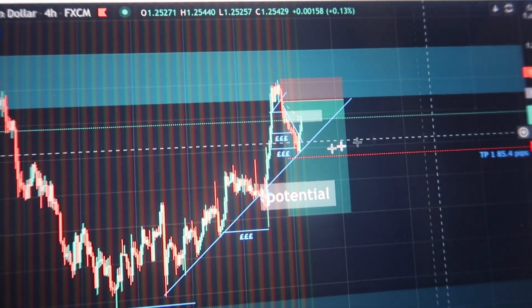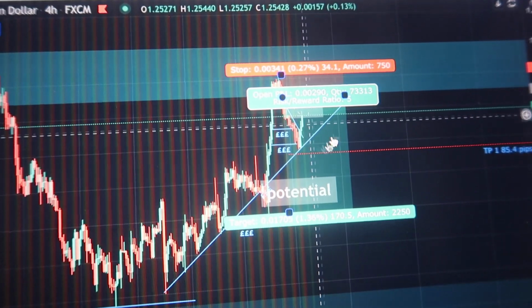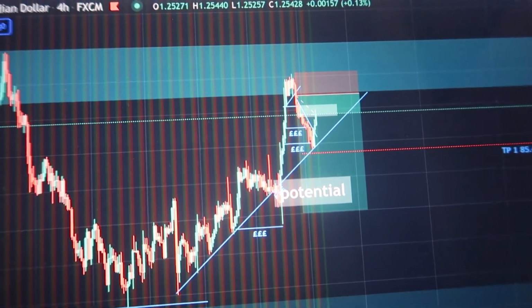Because if I get stopped out, I don't mind. I've already taken some money off the table from this trade. But we just need to wait and see what happens in this area.